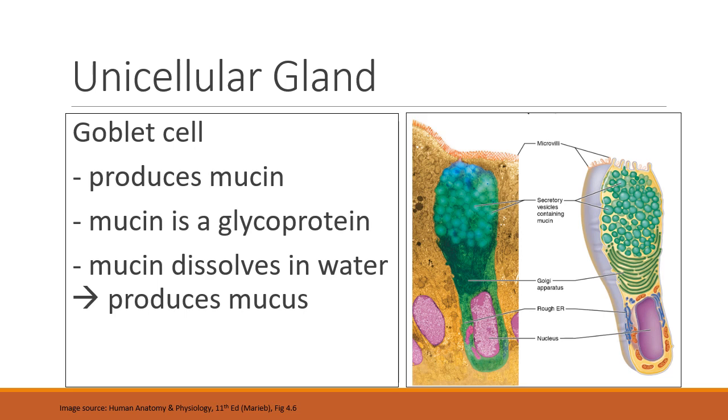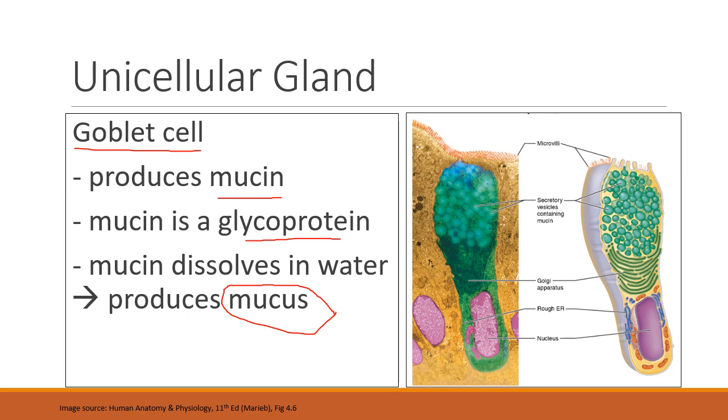So getting to the more specific glands, unicellular glands we said was a goblet cell, produces this substance called mucin. Mucin is a glycoprotein. Remember I told you glycoproteins was a mixture of protein and sugar. When mucin dissolves in water, it creates this substance called mucus. I think we've all heard of mucus, especially in the respiratory tract.